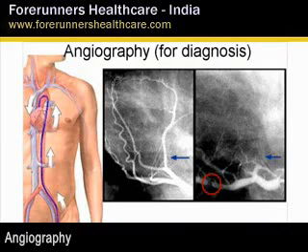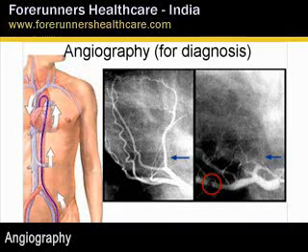Once it reaches the heart, a dye is injected through it, and this dye is radio-opaque. Radio-opaque means when we do an X-ray, the X-ray can detect the presence of that dye. Since the dye is moving in the arteries of the heart, wherever there is a block, the dye will not reach there, or it will show an indentation.